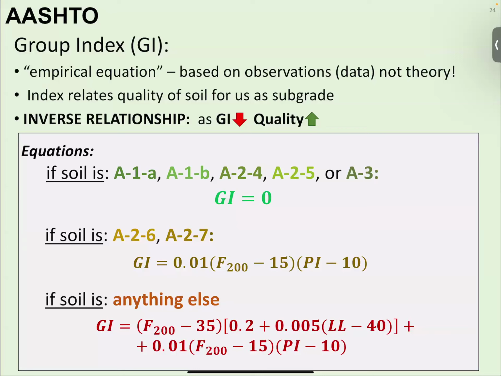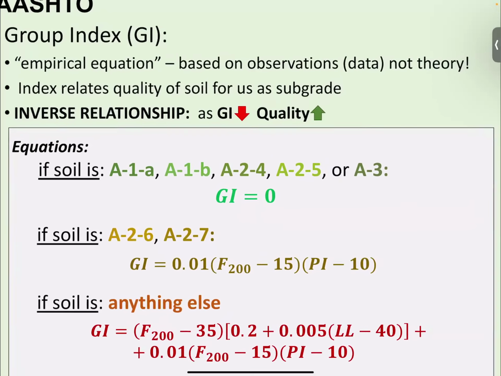for subgrade material. The nice thing is, if we have a soil that is an A1, an A2, or an A3, so in that excellent to good category, then we don't even have to worry about calculating a group index. The group index is 0 there. So that's the best quality that we have. Really, the group index is only used to classify some of the more plastic or more fine materials. So if you have an A2-6 or A2-7, then you would use this equation for the group index.